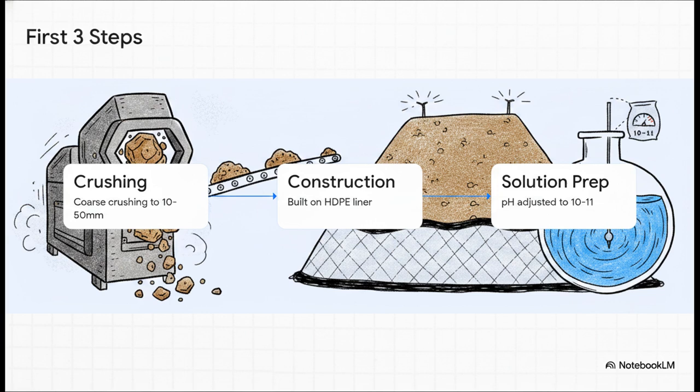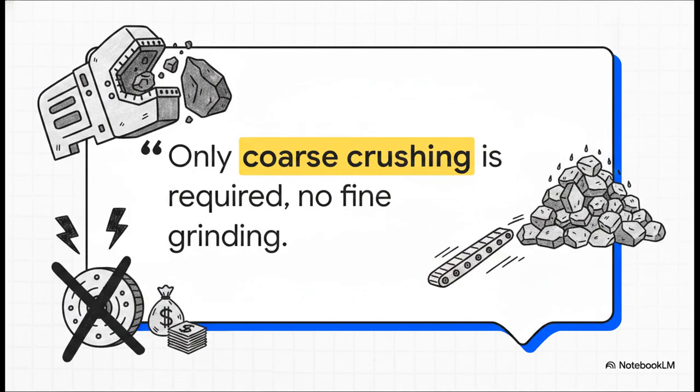You have to carefully mix it with an alkali to hit a very specific, highly alkaline pH of 10 to 11. That is absolutely crucial to keep the whole process stable and, more importantly, safe. Okay, I really need to hammer this point home because it's probably the biggest differentiator of the whole operation. Say it with me. Only coarse crushing is required, no fine grinding. Literally, no fine grinding. By entirely skipping that energy-heavy pulverizing phase, mining operators save a tremendous amount of power and spare their machinery from a ton of physical wear and tear.